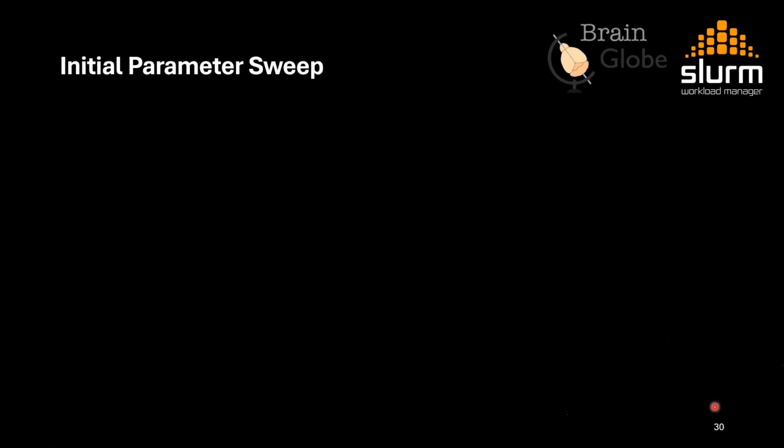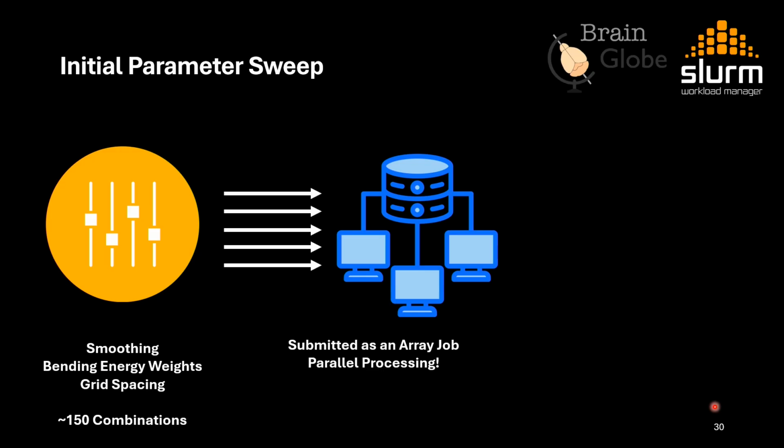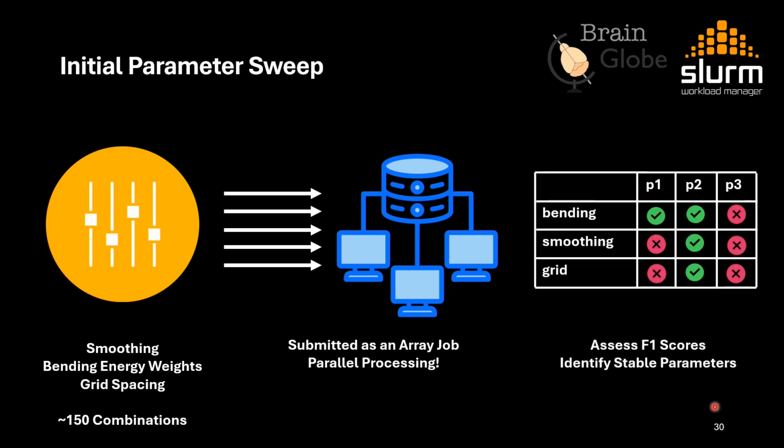So our initial parameter sweep involved changing those parameters I mentioned earlier, and we had roughly 150 combinations of these 3 parameters per sample that had the annotation. And then I submitted these as an array job using Slurm for some parallel processing, which made things a lot faster. And then we assessed the F1 scores to identify a set of stable parameters across all the datasets. And spoiler alert, no single parameter combination worked consistently across every dataset.